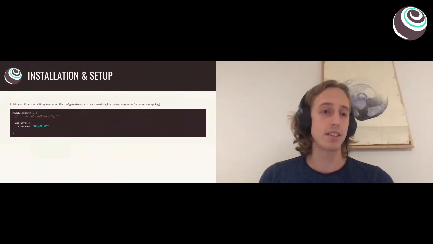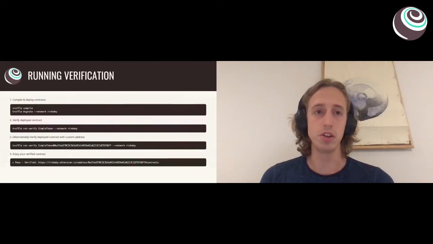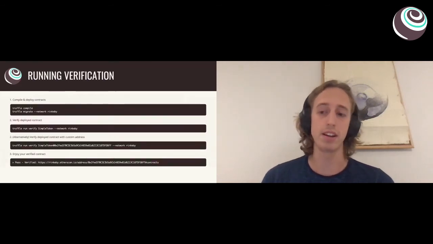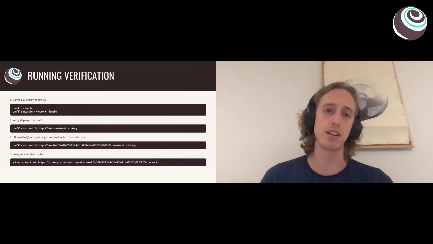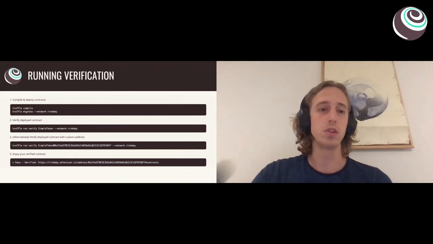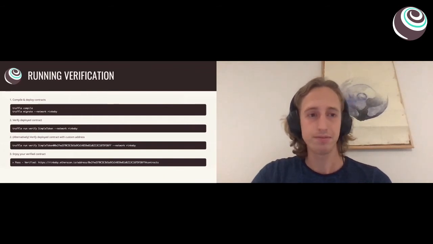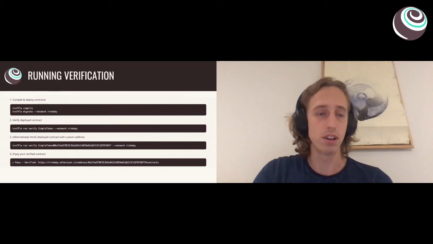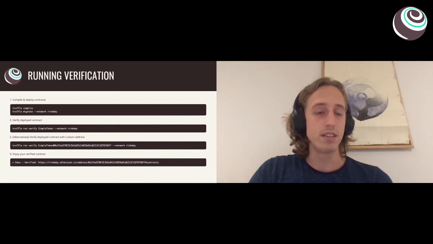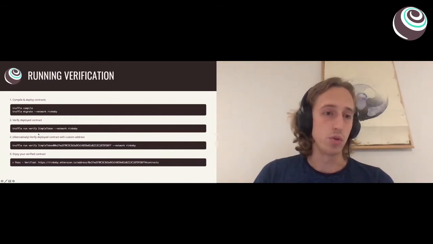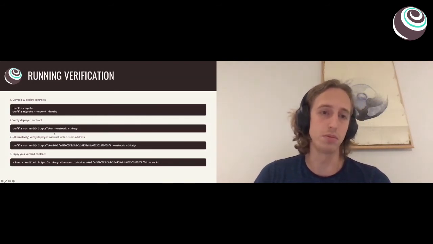So that's basically it. After that, your installation is done, and you can use Truffle Plugin Verify, like I said, seamlessly in the same sort of flow that you're using with Truffle. So you start off, you compile your contracts, then you migrate them using your Truffle migrations that you defined there. And then immediately after, you run truffle run verify with the name of the contract that you want to verify, and then also the network that you deployed it to.